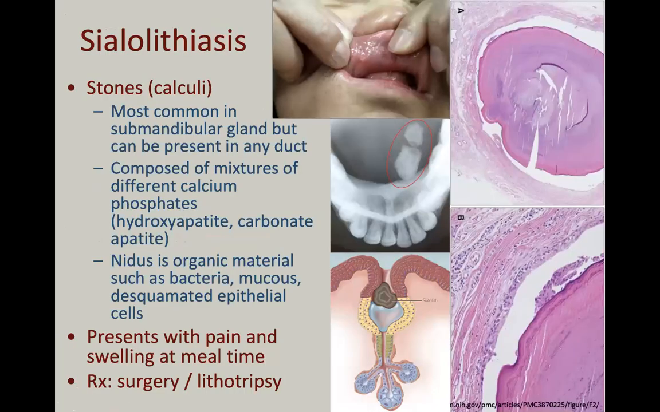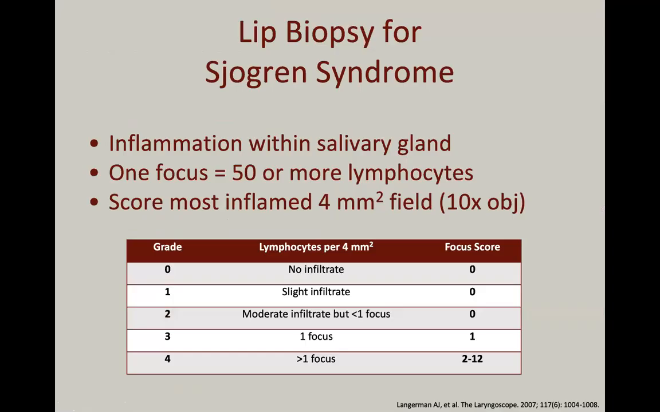Other bulges that are firm can be stones or sialoliths. So these are most common in the submandibular gland, but really can be present in any ductal system of any salivary gland. The nidus is generally some kind of organic material that then sort of collects and collects and collects and starts to plug the duct. And so these patients present with pain and swelling, usually at mealtime, right? Because that's when the glands are trying to secrete digestive enzymes in and they can't. And so either surgery or lithotripsy is indicated in these patients if the stone does not resolve itself.